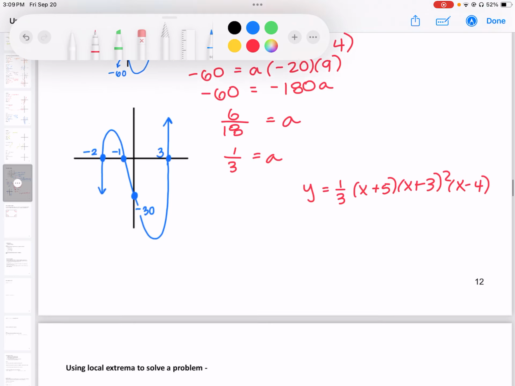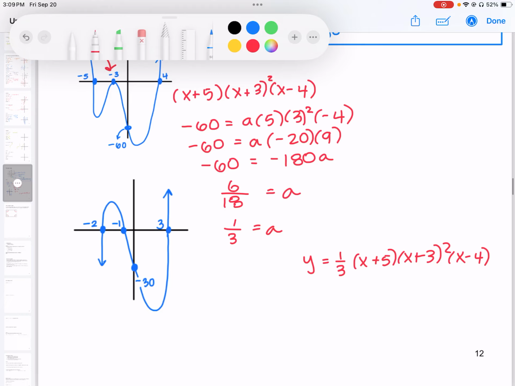I'm running a little bit out of room here, but I will try to fit this part in and move some stuff around.